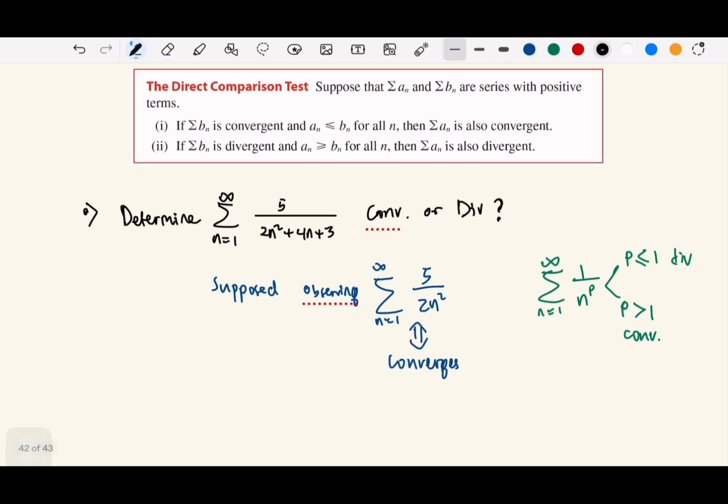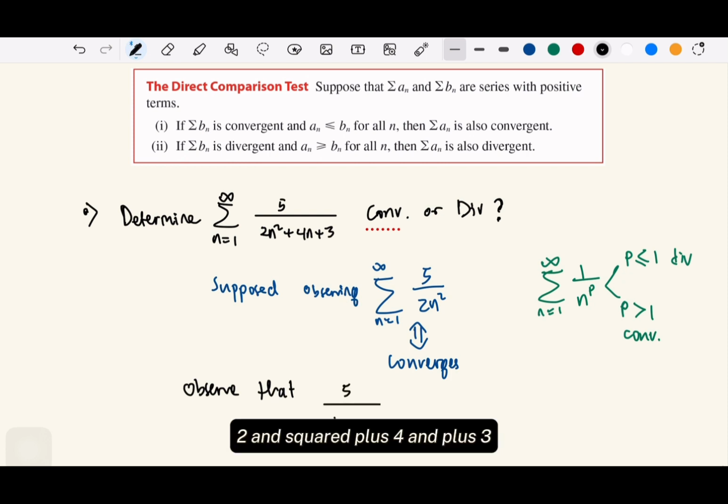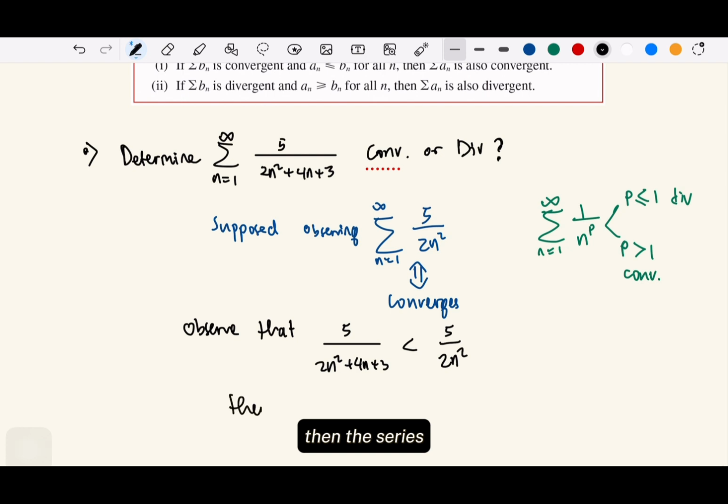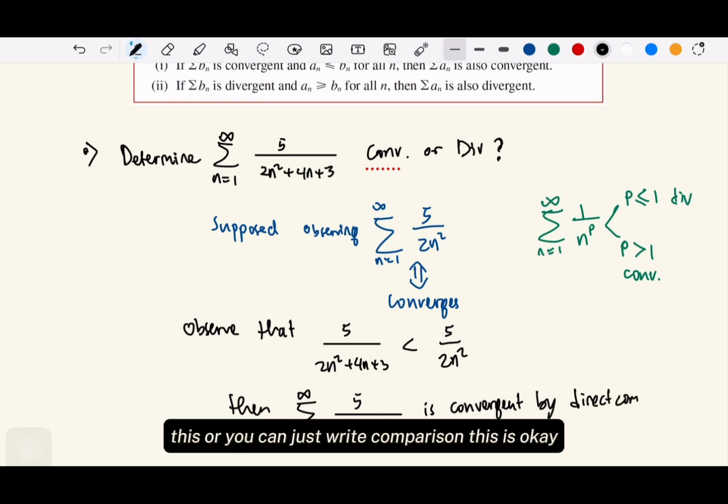And then observe that 5 over 2n squared plus 4n plus 3 is less than 5 over 2n squared. Then the series is convergent by the direct comparison test, or you can just write comparison test, that is okay.